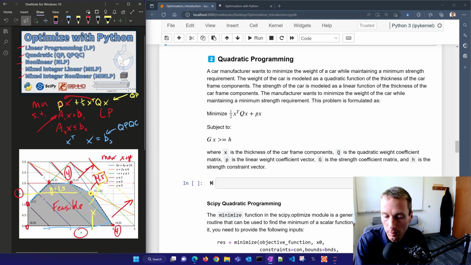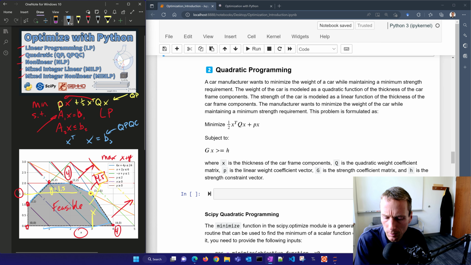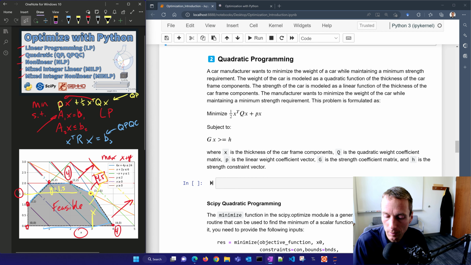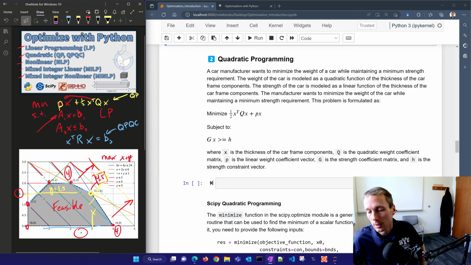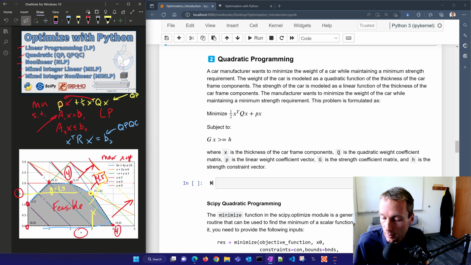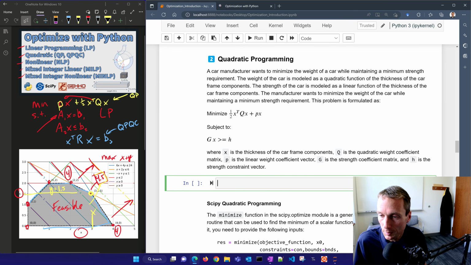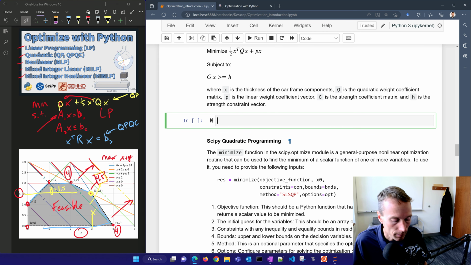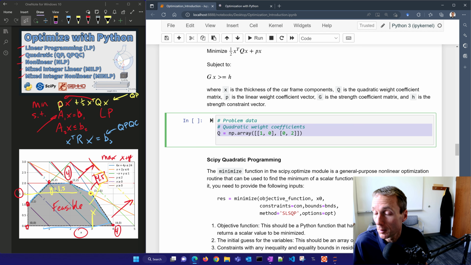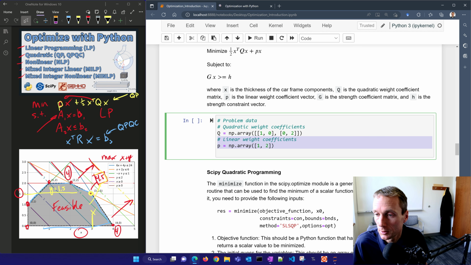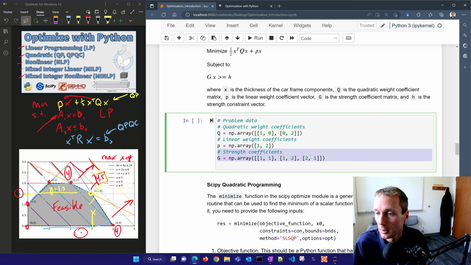Clean this up just a little bit. I'll put my R here. Okay, so let's go ahead and set this up and solve it. Just a simple quadratic programming problem within Python. Now, we're going to have some problem data. I'll put in my Q matrix, my P vector.